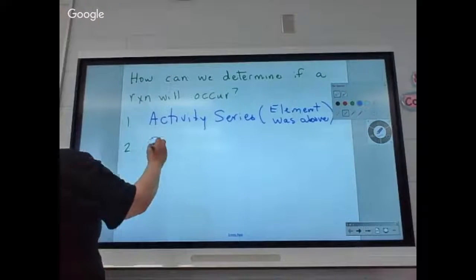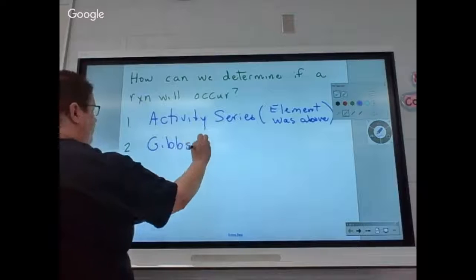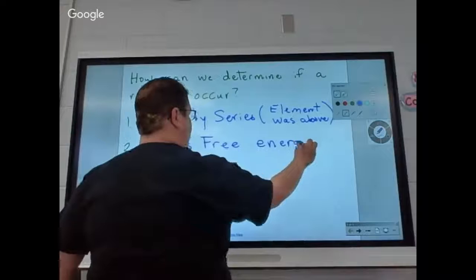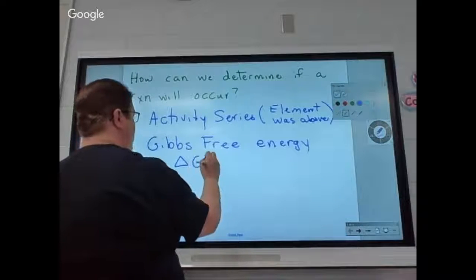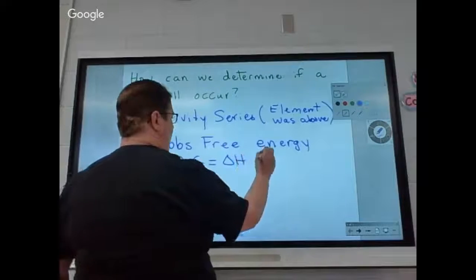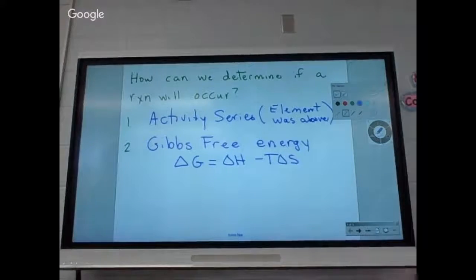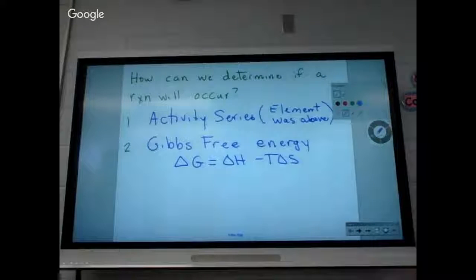we're going to learn how to use Gibbs free energy. And we're going to use a formula, delta G equals delta H minus T delta S. Why is everything delta? Because delta means change in. So, in order to be able to use Gibbs free energy, we need to review delta H, which we talked about yesterday, and we need to learn about delta S. And then we'll be ready to talk about Gibbs.